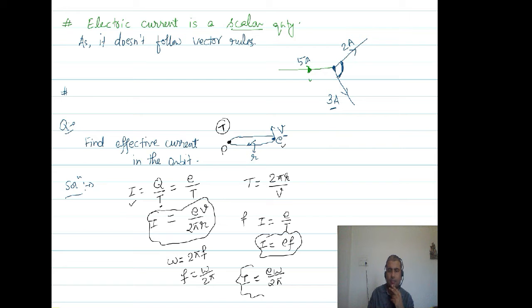Okay students, so this is a very simple illustration, a very simple type of problem, but this is very important. So this is how we find out the effective current in the orbit. In the magnetic effect of current chapter, we'll also be finding out the strength of the magnetic field produced at the center due to this revolution of the electron. That is a different thing, that is not part of this chapter. So let's come to another problem.